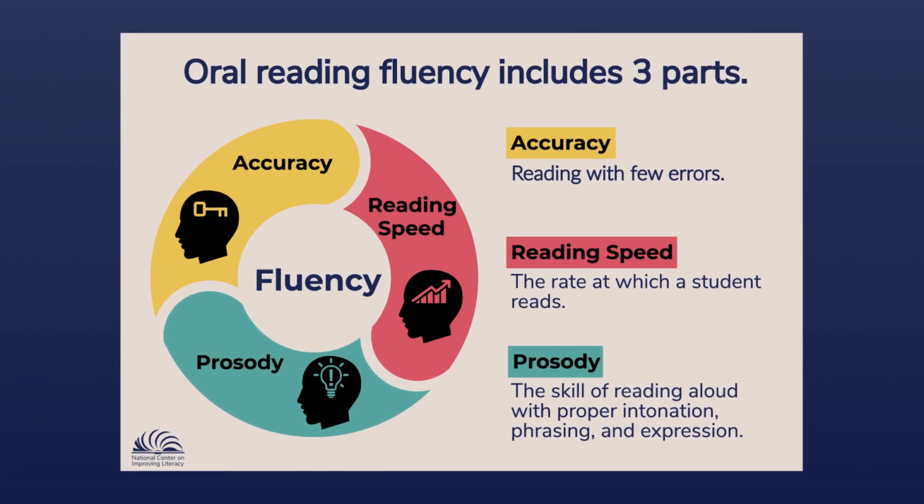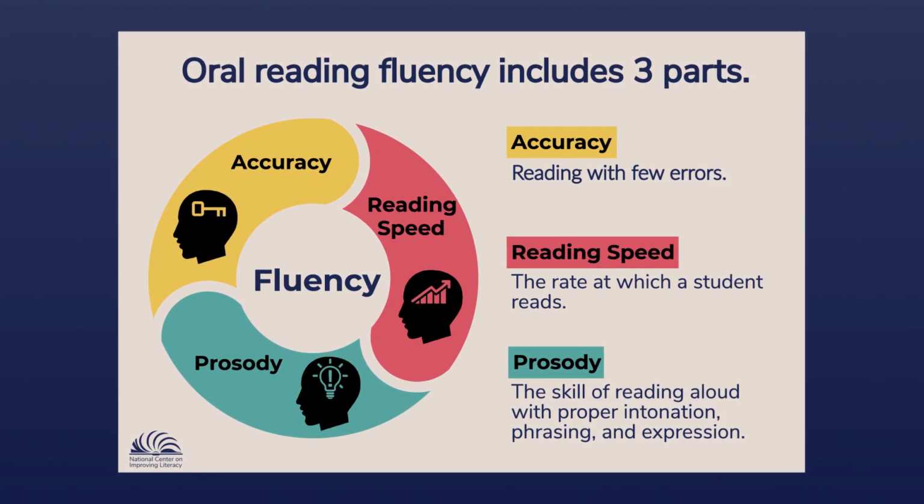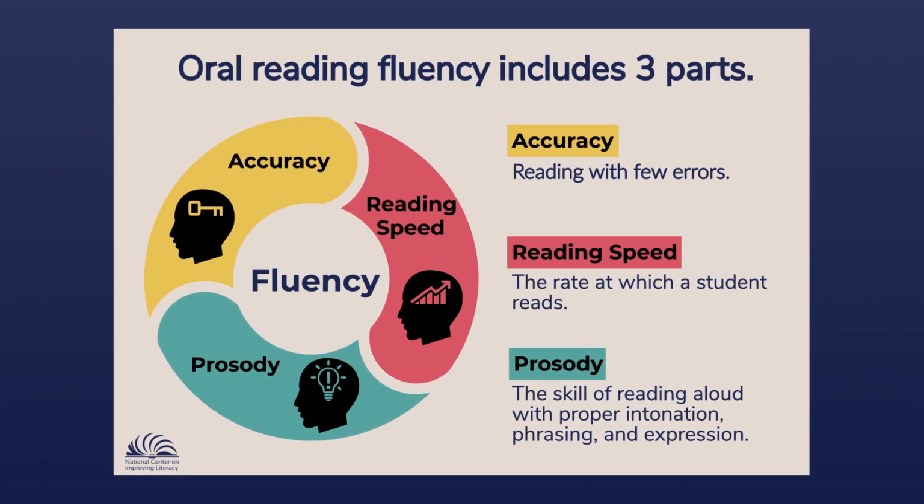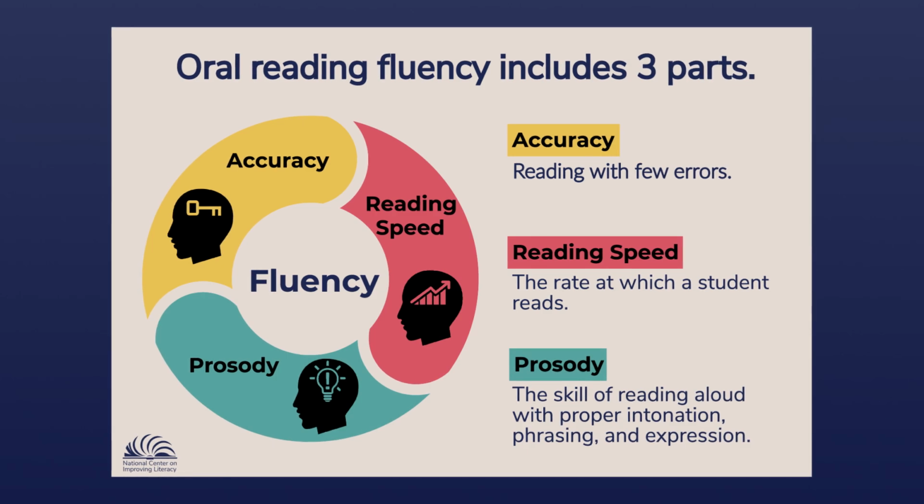When we think about these 3 components of fluency and how they relate to comprehension, research shows that building accuracy and reading speed support reading comprehension. They are necessary to enable reading conditions that allow students to gain meaning from what they are reading. Prosody, however, is more of an outcome of comprehension. When students begin reading with phrasing, varying intonation, and expression, it's an indicator that they are actively making meaning from what they are reading.